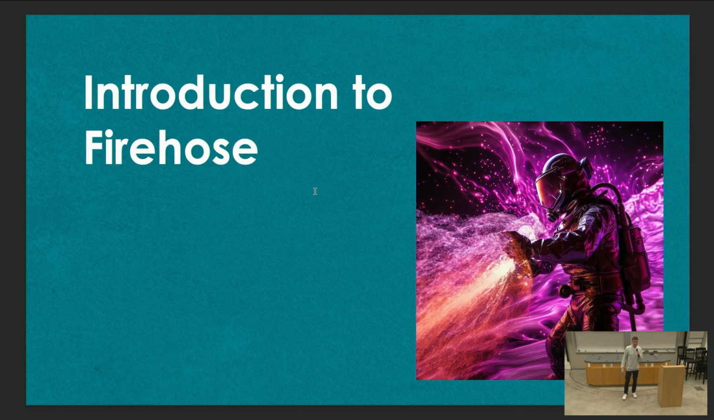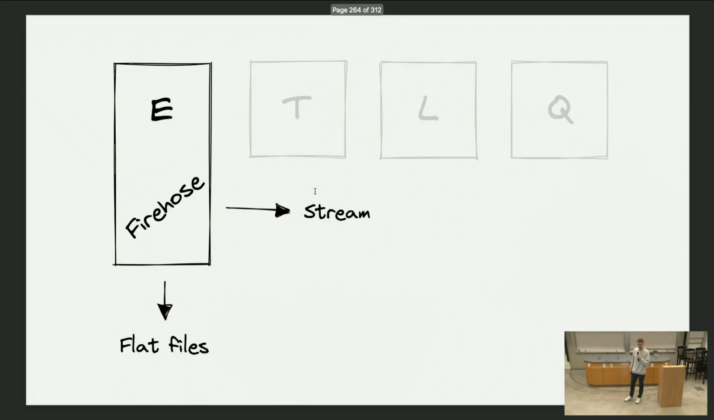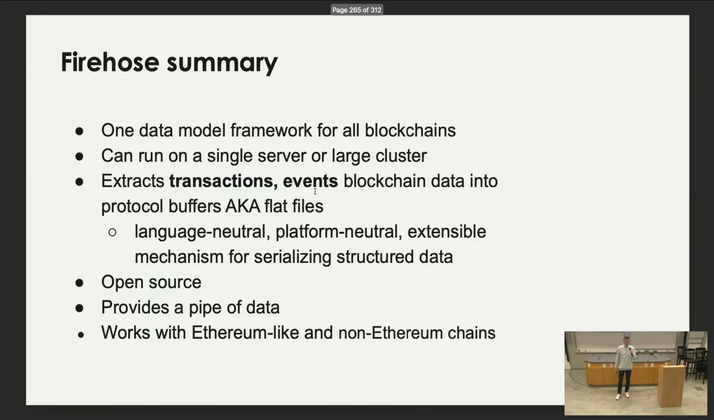Now I'm going to introduce Firehose, which is a new technology that was built by another Graph core dev called StreamingFast. StreamingFast is exclusively for extracting data from the blockchain, and it puts that data into flat files. And as a summary, what we do with Firehose is we have a single data framework for all blockchains.